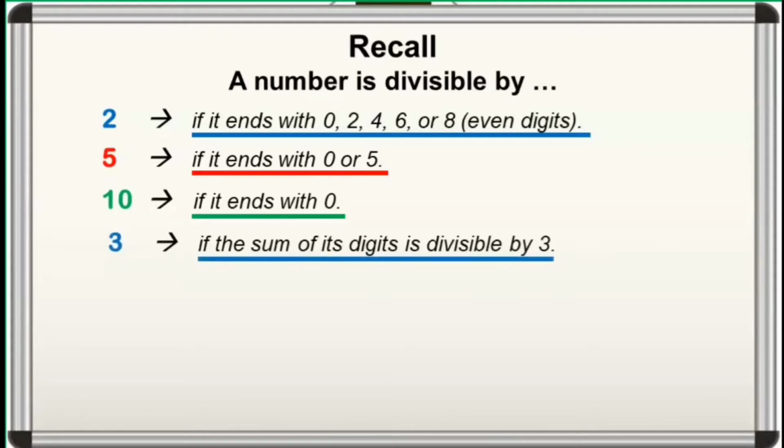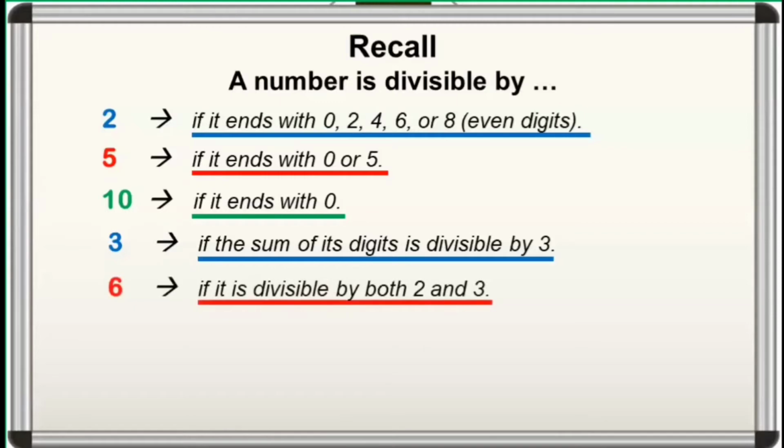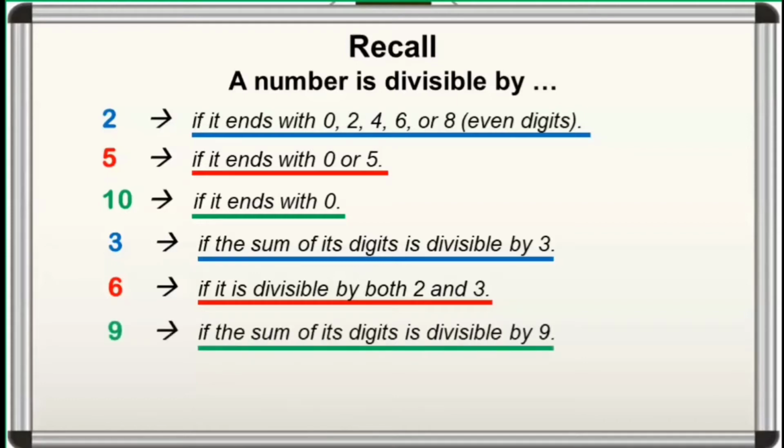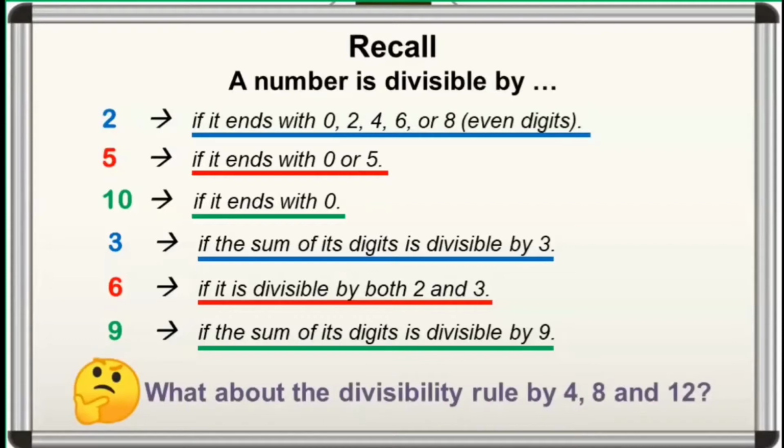A number is divisible by 3 if the sum of its digits is divisible by 3. A number is divisible by 6 if it is divisible by both 2 and 3. Lastly, a number is divisible by 9 if the sum of its digits is divisible by 9. What about the divisibility rule by 4, 8, and 12? Let's discover the rules as we proceed with our lesson.